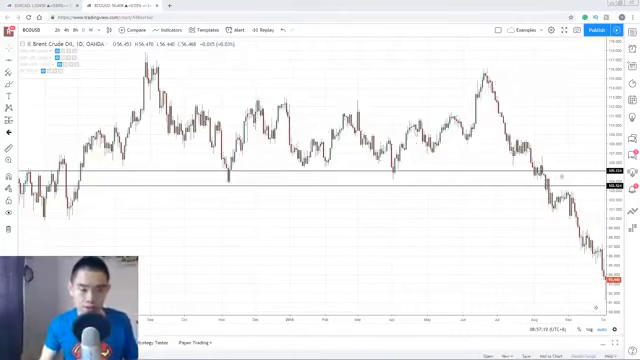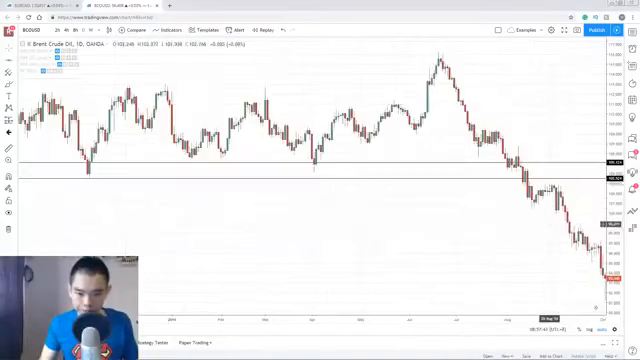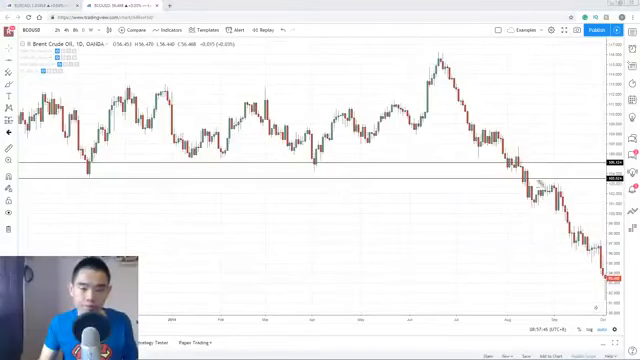So this over here is what I call the first pullback. Couple of ways you can do it. You can either trade the break of this swing low or even the break of this trend line that you can manage to connect over here. Okay, so the entry is not really important. I would say the concept of the first pullback, it's really what matters.